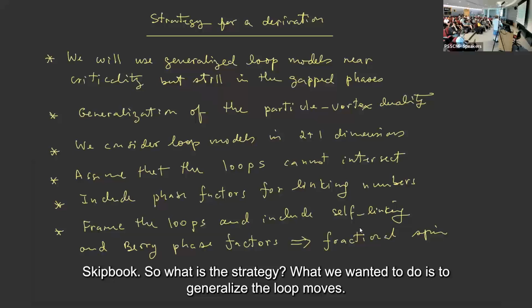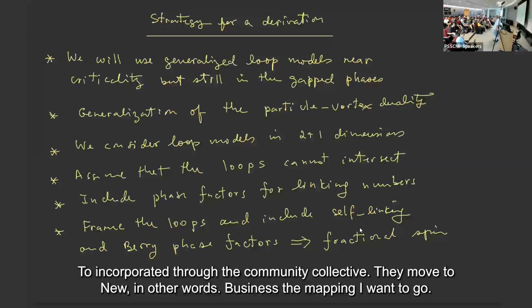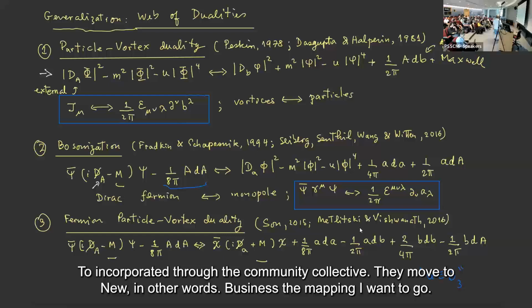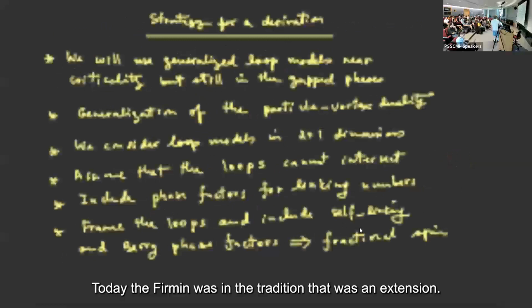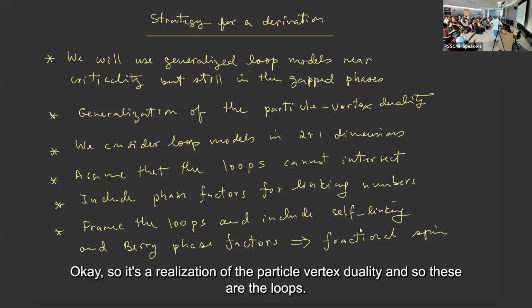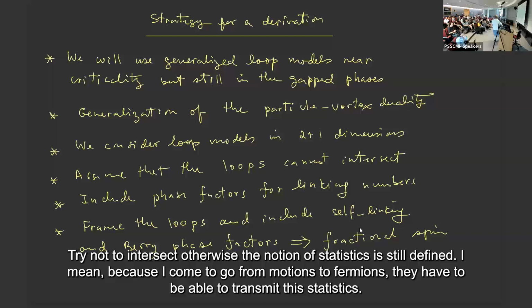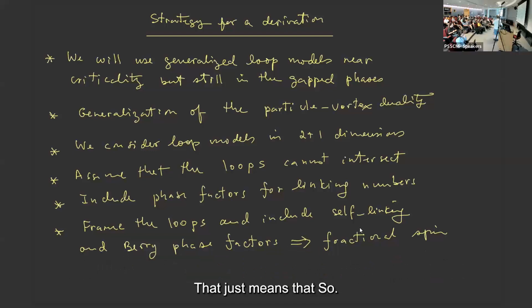Let me skip that. So what is the strategy? What we wanted to do is generalize the loop models to incorporate the fermionic character of the particle. In other words, this is the mapping I want to go through: the fermion-boson mapping, the bosonization mapping. A generalization of the particle-vortex duality, and so the loops cannot intersect. Otherwise, the notion of statistics is ill-defined. Because I have to go from bosons to fermions, I have to be able to transmute the statistics, and that means that the loops cannot intersect. Otherwise, there is no clear support.